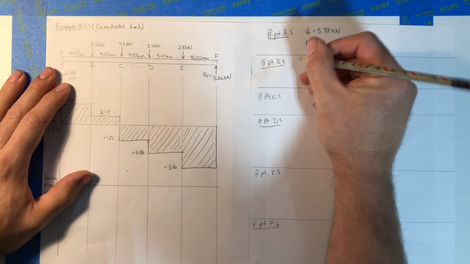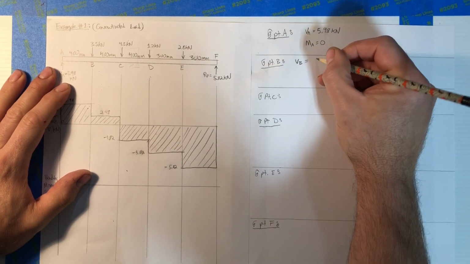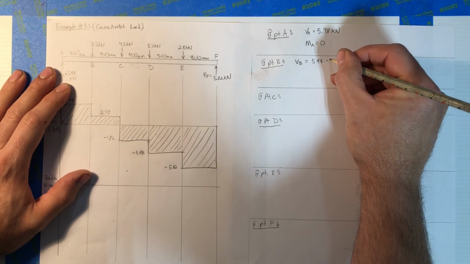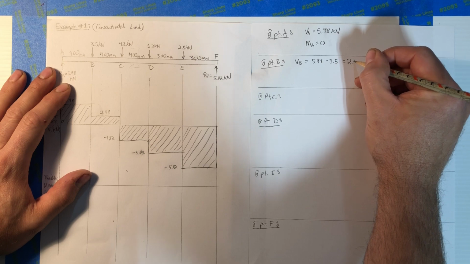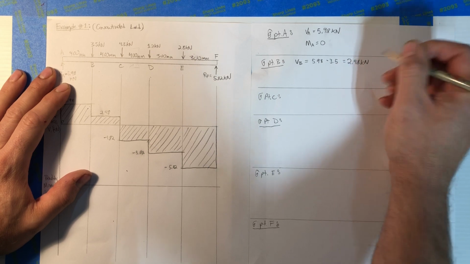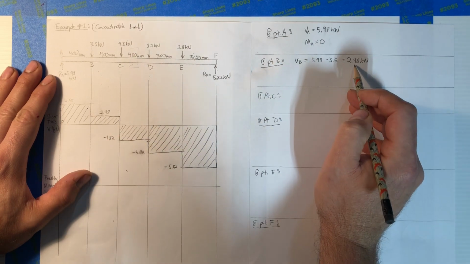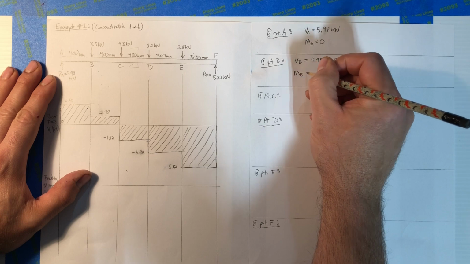So at point B, my shear at B is going to be my old shear, which is going to be 5.98, right? And I'm going to go down another 3.5, and that gives me 2.48 kilonewtons. And that's basically what I just did here, right? So that's at B. What I drew is now done mathematically, okay? Now, the moment at B, here's where the tricky part comes in.